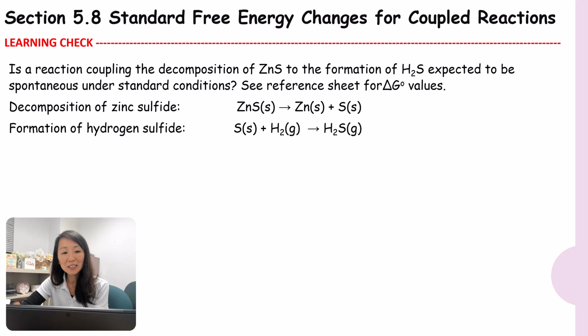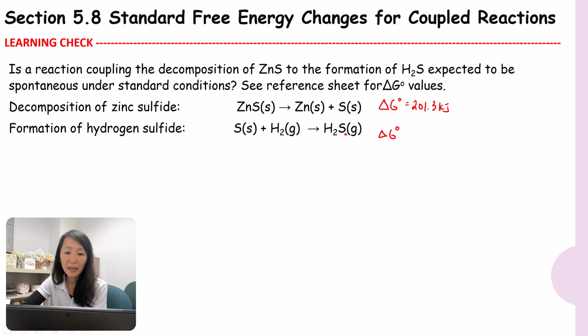In this learning check, we will do a very similar problem as previously. Is a reaction coupling the decomposition of zinc sulfide to the formation of H2S expected to be spontaneous under standard conditions? See the reference sheet for delta G naught values. The very first reaction, we already know that this is a non-spontaneous reaction. We calculated that non-spontaneous reaction in the previous slide to be positive 201.3 kilojoules. We're going to have to find the delta G naught for the second reaction.